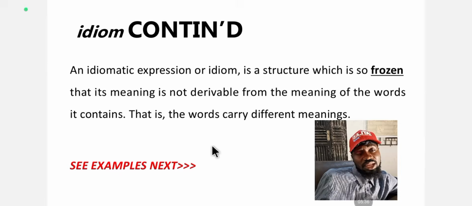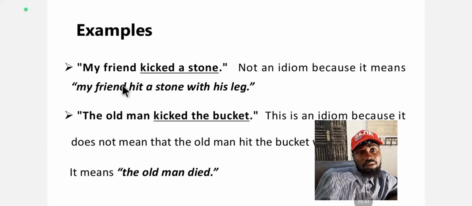So now let's see examples of idiomatic expressions. Example: my friend kicked a stone. What does this statement mean? Not an idiom, because it means my friend hit a stone with his leg. So this statement is not an idiom because of the way it was used.